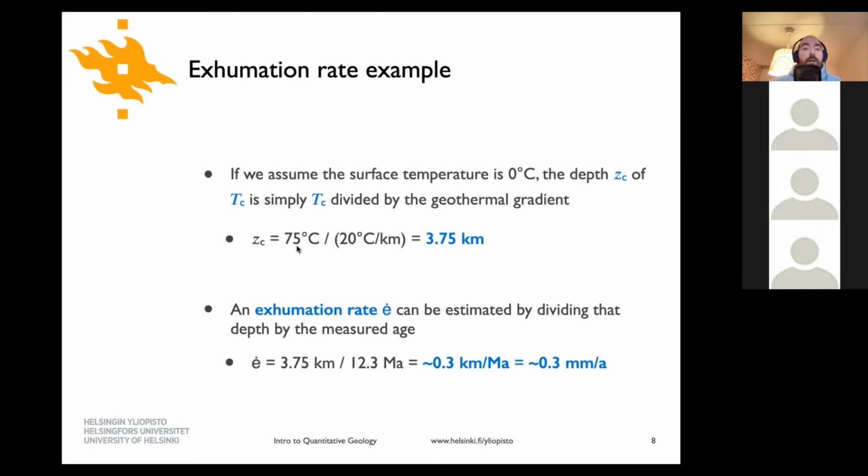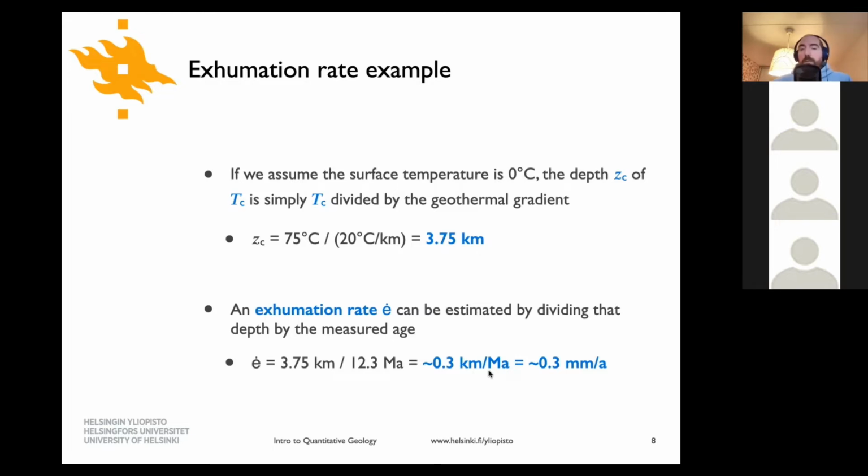Now, if we know that it took 12.3 million years to go from that depth to the surface, to travel a distance of 3.75 kilometers, then we can come up with an average rate of exhumation, in this case, of 0.3 kilometers per million years, 300 meters per million years, or 0.3 millimeters per year. Those are the same units. So kilometers per million years and millimeters per year are going to have the same number. So that's one way in which we can do that.